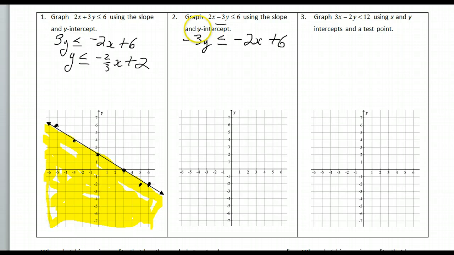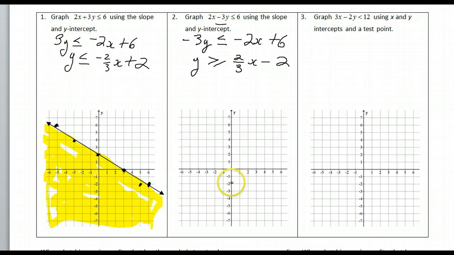Now I'm going to divide both sides by negative 3, but this is an inequality, and we have to remember that when you divide both sides of an inequality by a negative, you have to reverse the inequality sign. So this becomes y is greater than or equal to positive 2/3 x minus 2.